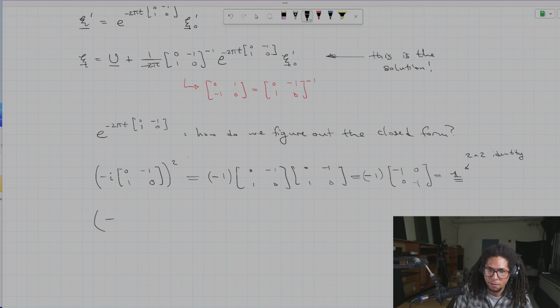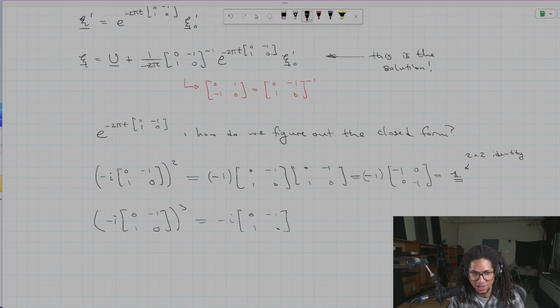That means that -I times 0 minus 1, 1, 0 cubed is just equal to -I 0 minus 1, 1, 0 to the first power. And for every even power, we'll get the identity. And for every odd power, we'll get this once again because of this cool little property.